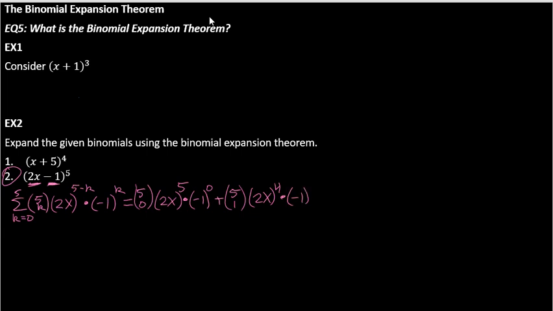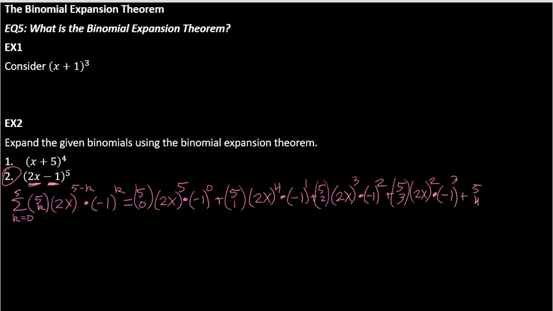times -1 to the first power, plus 5 choose 2, times 2x to the third power, and that's times -1 squared, plus 5 choose 3 times 2x to the second times negative 1 to the third. And this is where the even and odd exponents are really going to play in.